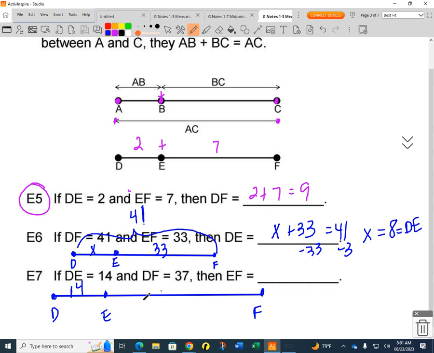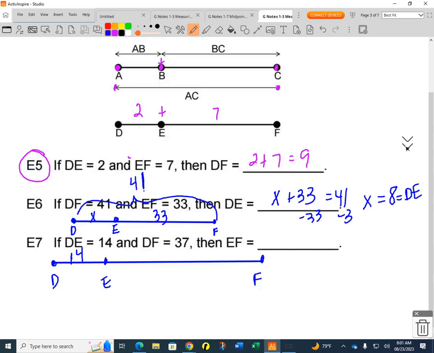All right, so DE is 14 and DF is 37. And how long is segment EF? Well, it tells me that the whole thing is 37. What I don't know this time is this length. So I can do the same thing as I did up there. 37 minus 14 will work. I'm going to write the equation for that.